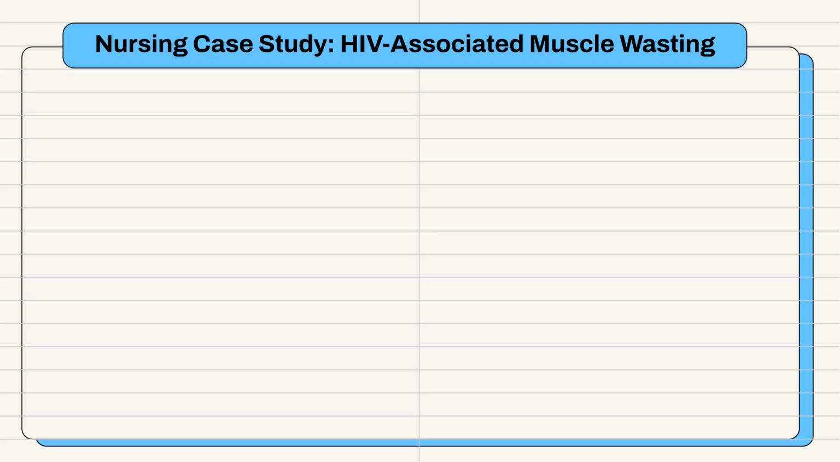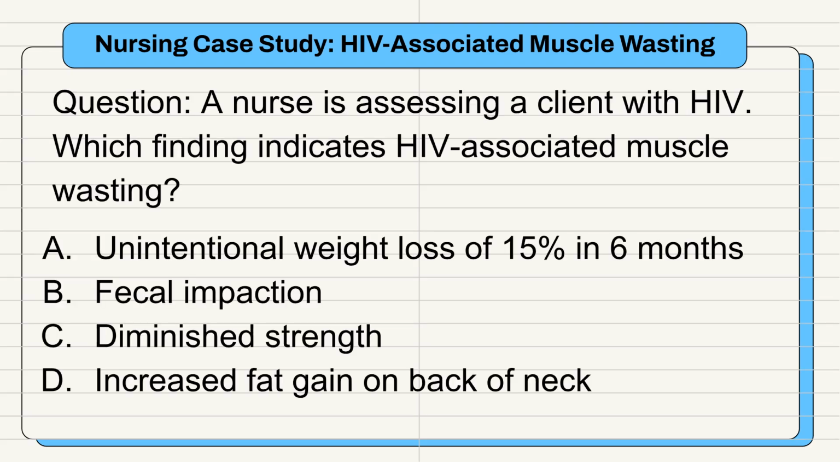Hey, future nurses. Imagine you're in clinicals, and your patient with HIV is struggling to lift their arm during your assessment. What's your next step? Today's topic: HIV-associated muscle wasting, a key topic for NCLEX. We'll use the ADPI framework to break it down, plus tackle an NCLEX-style question to boost your clinical reasoning. Let's get started.